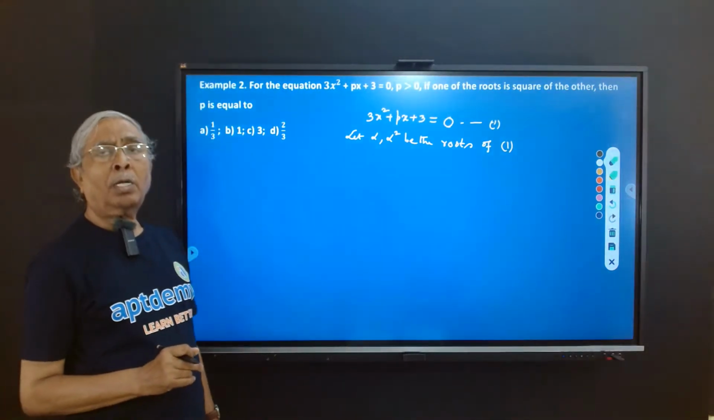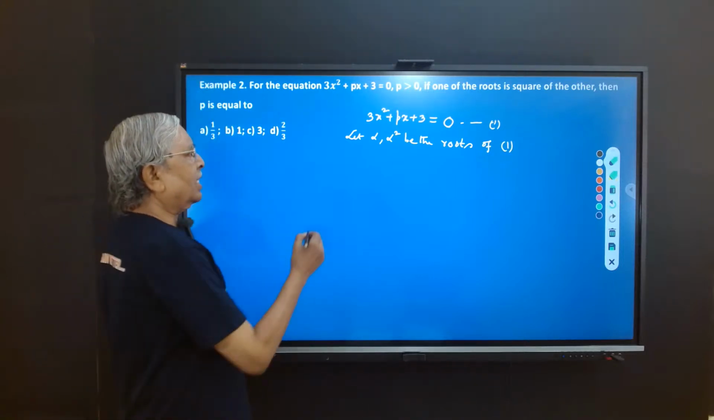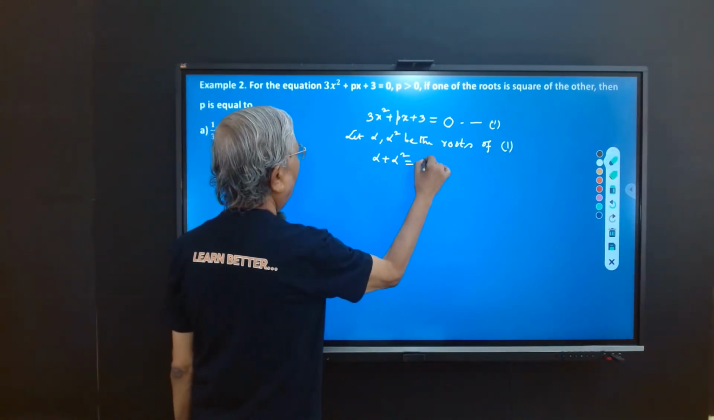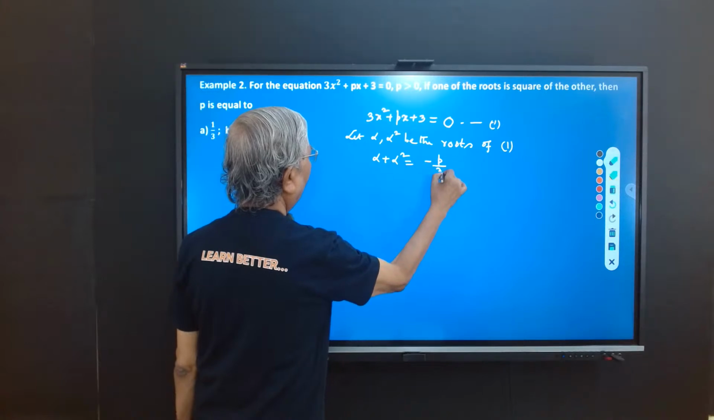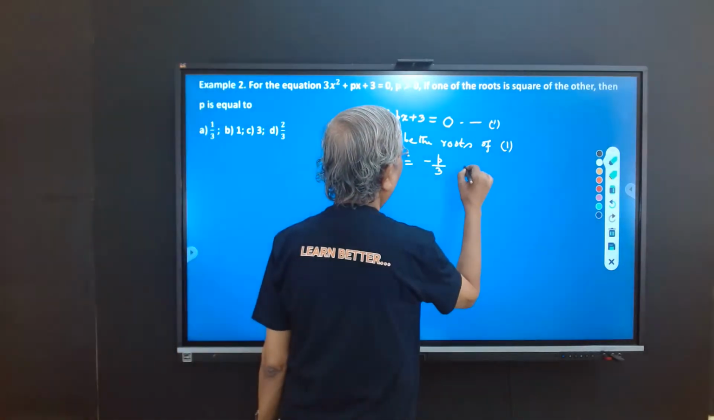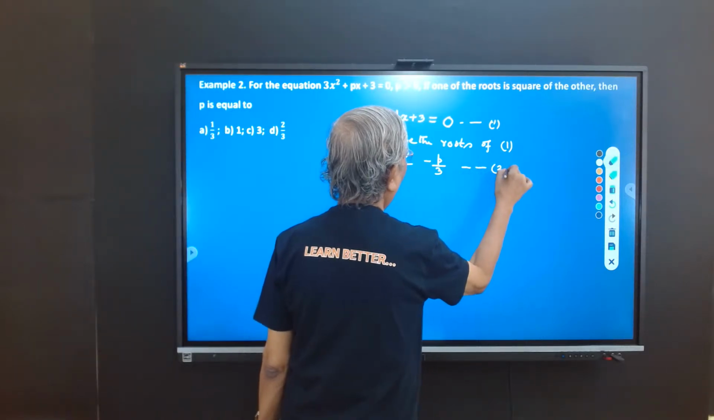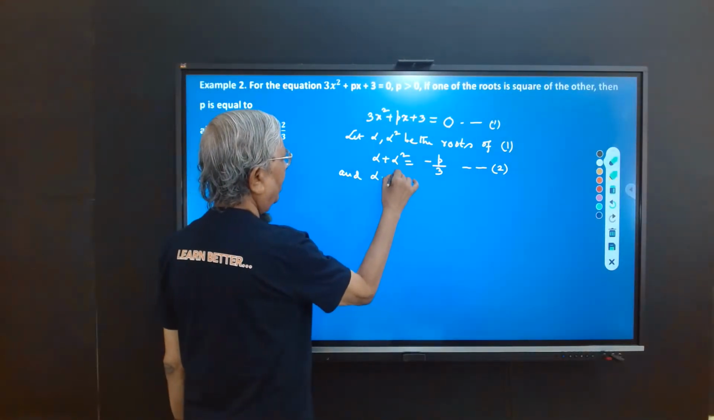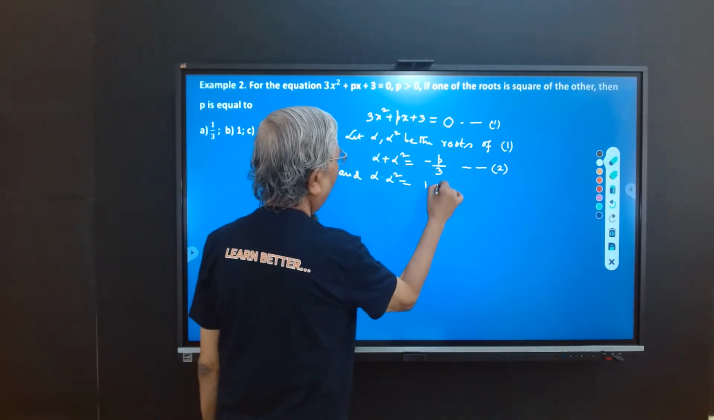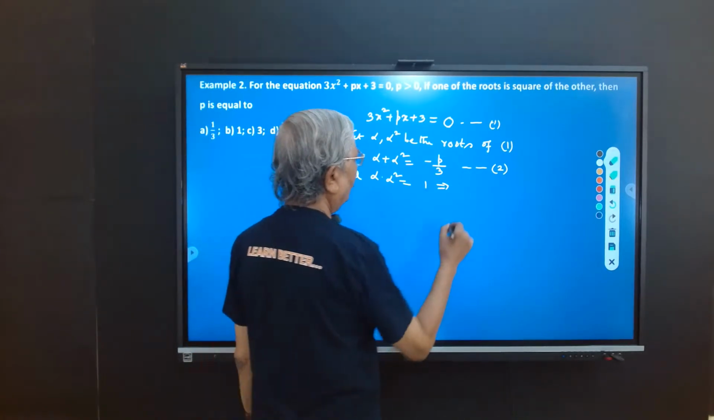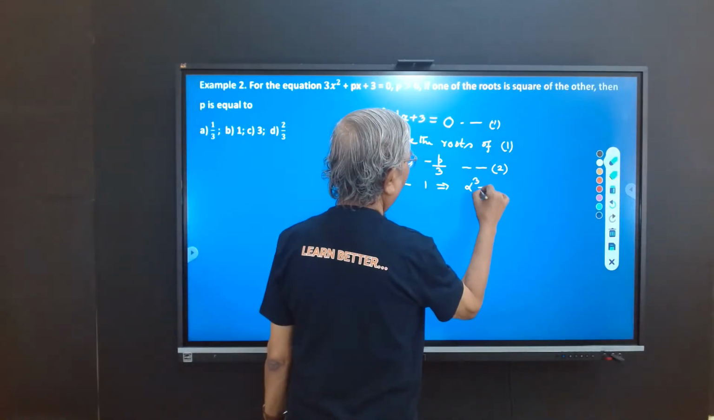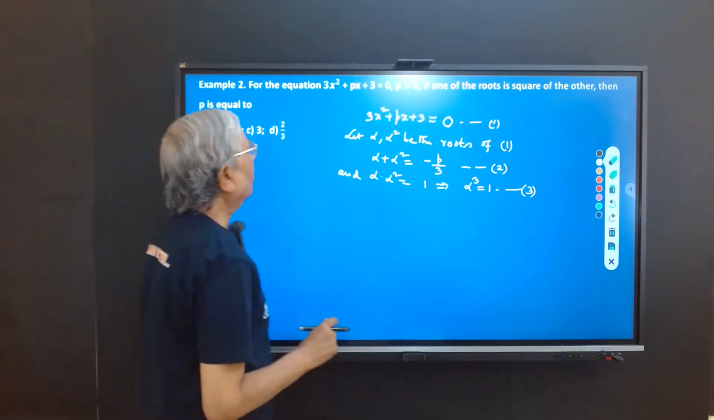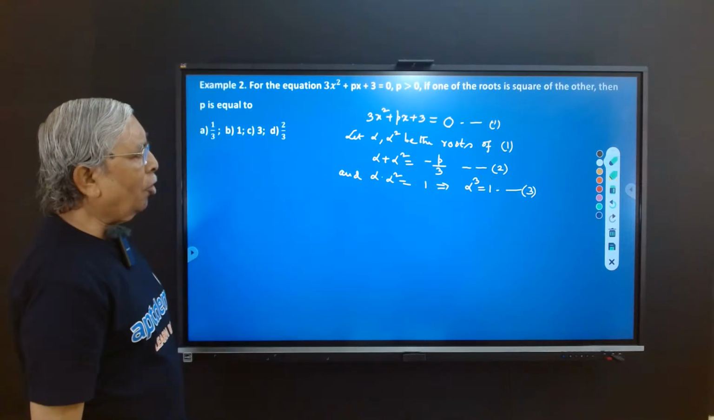So we have the sum of the roots and product of the roots. Let us write sum of the roots, that is alpha plus alpha squared equals to minus p by 3. This is equation number 2. And alpha into alpha squared equals to 1. This will imply alpha cube is equal to 1. Equation number 3. But you want the value of p.